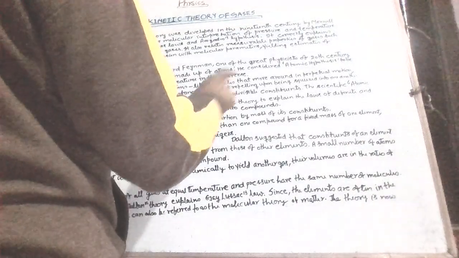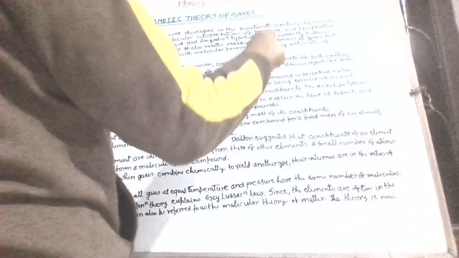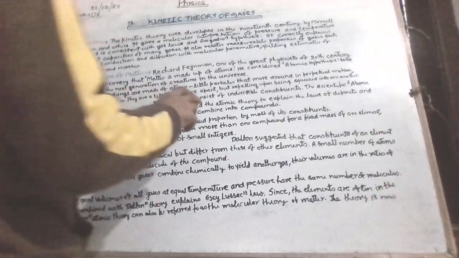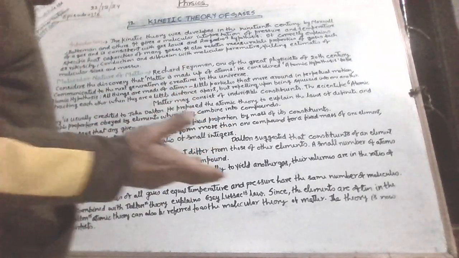When two elements form more than one compound, for a fixed mass of one element, the masses of the other element are in the ratio of small integers. कहने का मतलब है कि जब कोई कंपाउंड फॉर्म होता है किसी दो एलिमेंट से, वो एक उनका मासेज है एलिमेंट का वो स्मॉल इंटीगर रेशियो में होते हैं, 1:2, 2:3 इस रेशियो में हो सकते हैं. Dalton suggested that constituents of an element are atoms, और एलिमेंट का जो सबसे छोटा पार्ट है वो एटम का.